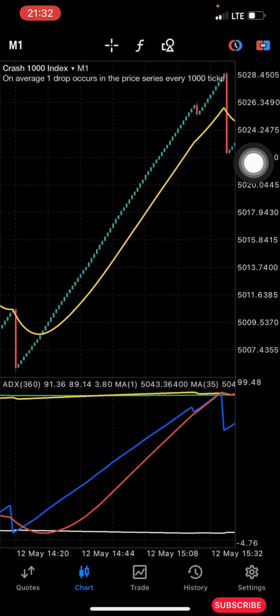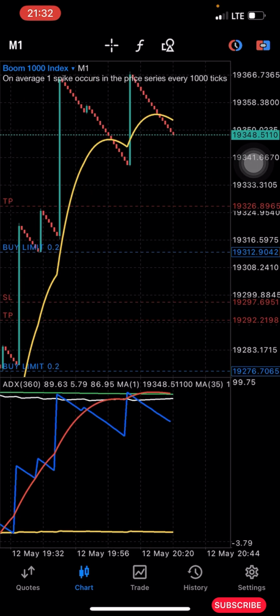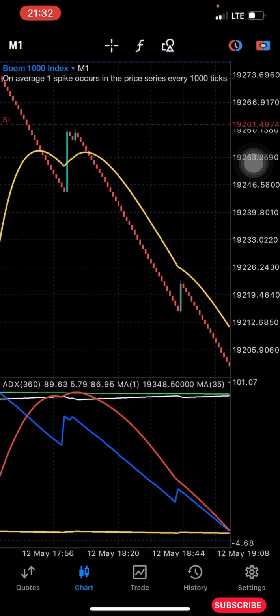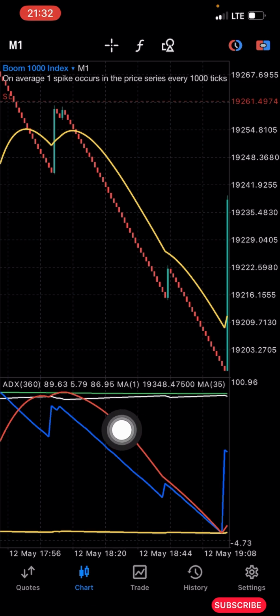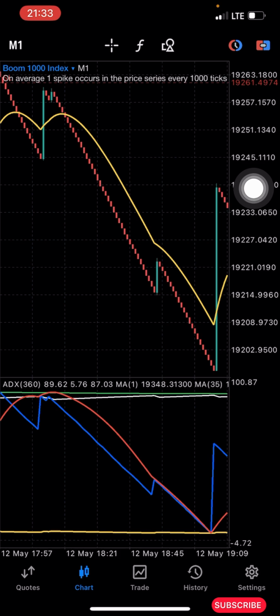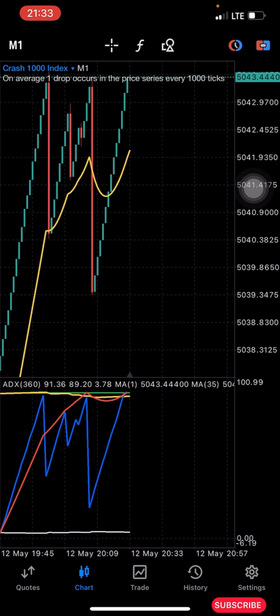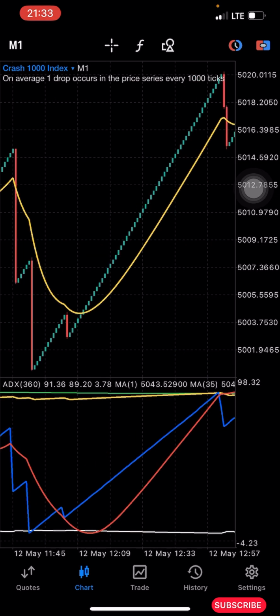All right, the opposite will happen on Boom. So you can see here on Boom, price has gotten to the oversold level. When it gets to this level, you saw that there's a spike. So that is what happens on Boom, and the opposite happens on Crash.